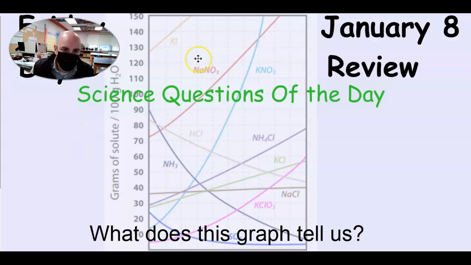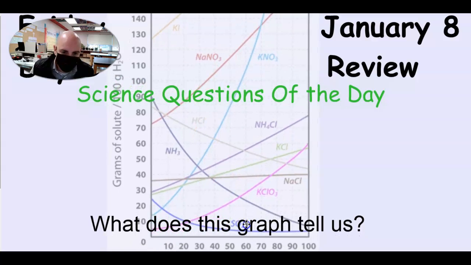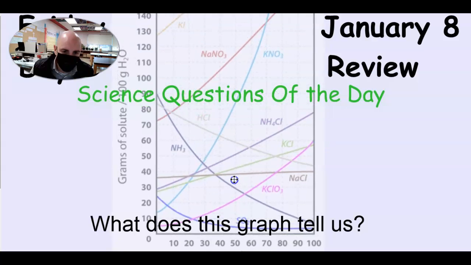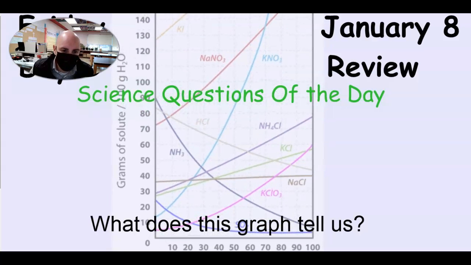This graph is a solubility curve. Remember, the bottom is temperature in degrees Celsius. In this case, we're going from 0 to 100 because this is when water is in the liquid phase. On the y-axis, we have grams of solute. How much stuff dissolves, how much solute can dissolve in the solvent.